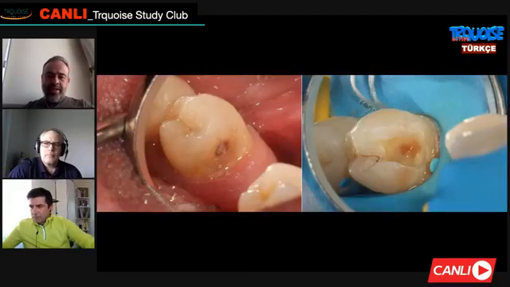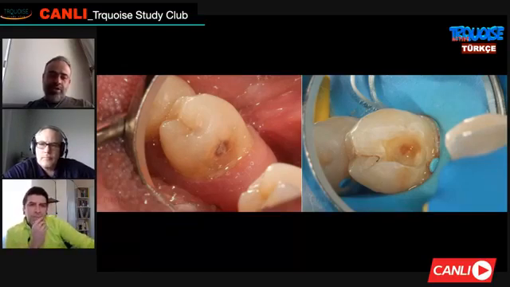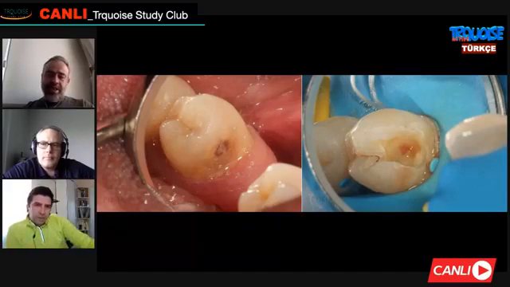The second case is again a similar one, which is class 5. I'm not able to show you all the steps of this drilling process, but I had to include some parts for the occlusal because the cavity was going in the occlusal direction.